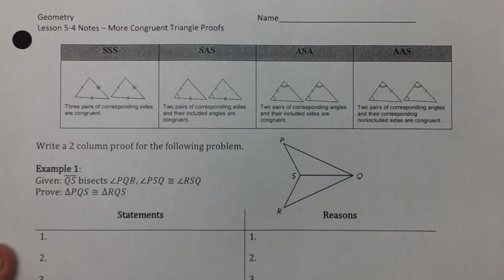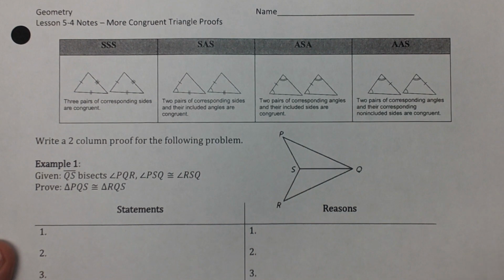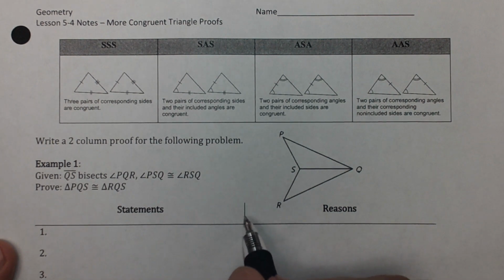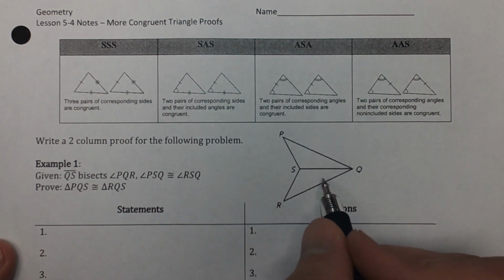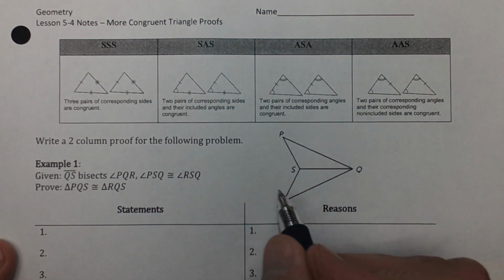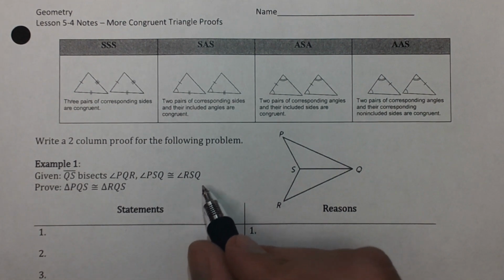So at some point you're going to use each of those, and for a couple of these on the notes and then some for your homework, you're also going to use CPCTC, which is corresponding parts of congruent triangles are congruent. So let's see what we have here in example 1. We were given this information: QS bisects angle PQR, and angle PSQ is congruent to angle RSQ.